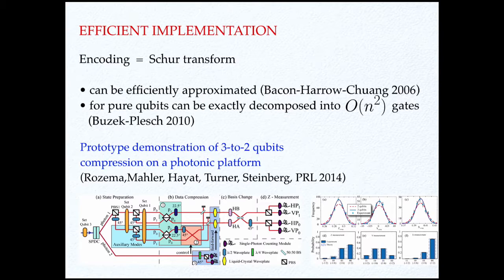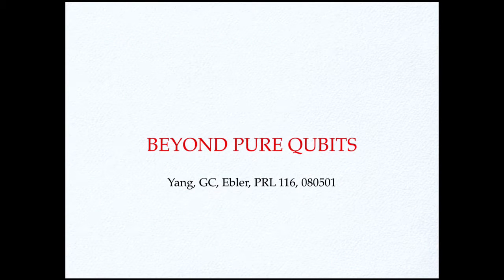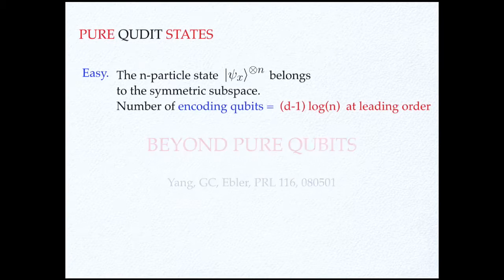Of course, in experiment there is an error, so it's also interesting to ask what happens when we allow for a non-zero error. And this is one of the first questions that we started to address in the paper with Yishan and Daniel. So the first thing is to consider non-zero error and higher dimensions. It's still easy. It's easy to show that you can compress n copies of a pure state in the symmetric subspace. So now you need (d minus 1) log n qubits at the leading order.